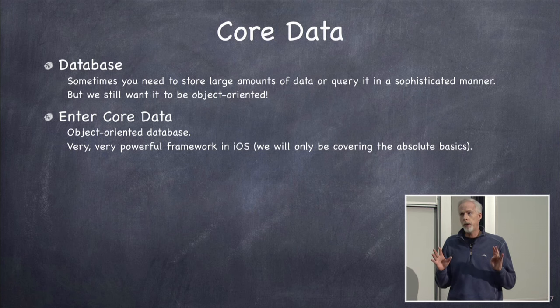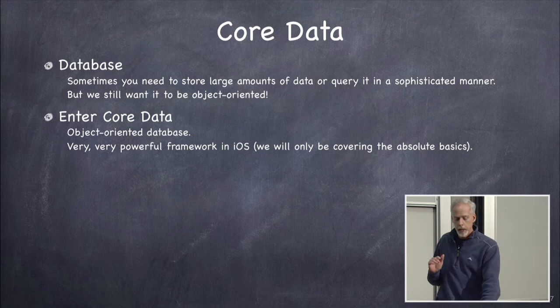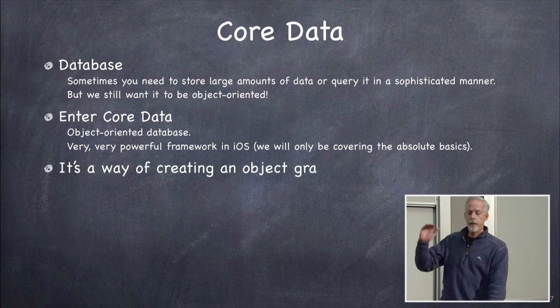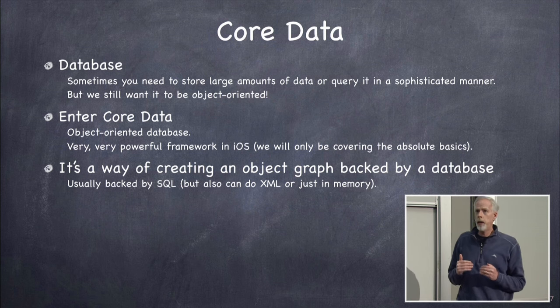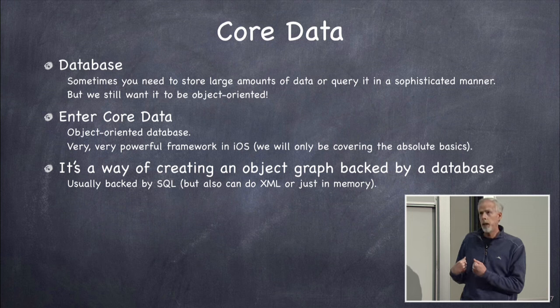It's what we call an object-oriented database, but actually it's really not an object-oriented database on the inside. It's only an object-oriented database on the outside, the side that you look at. Underneath, it's actually a relational database usually, okay? Now, Core Data is designed to have any back end of storage, but its primary implementation is on top of SQL, which is a relational database.